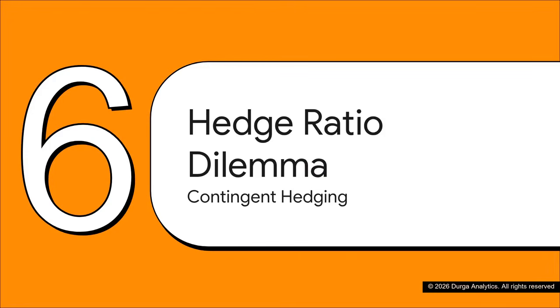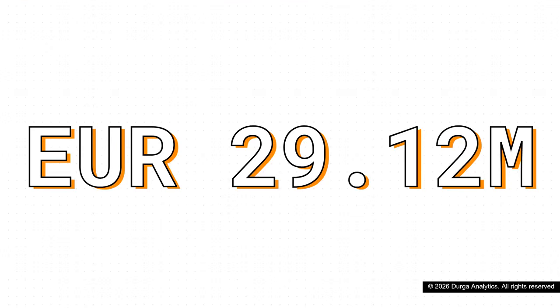Finally, Section 6. The hedge ratio dilemma. We need to unlearn perhaps the most dangerous assumption of all, the idea that 100% hedge is inherently a safe hedge.